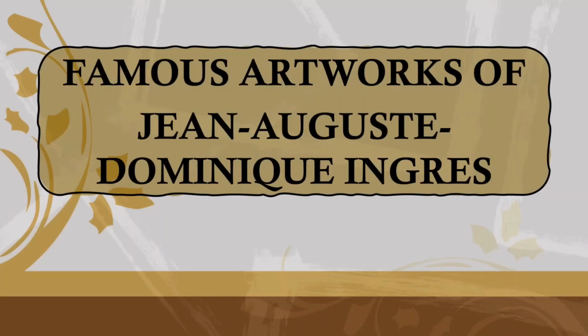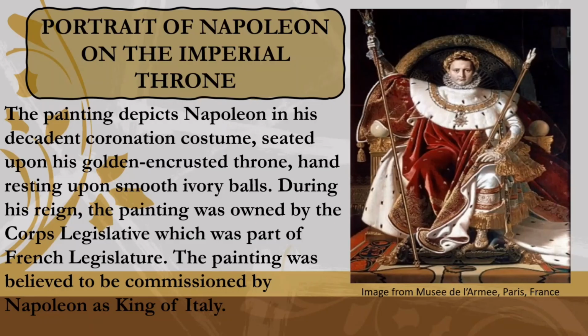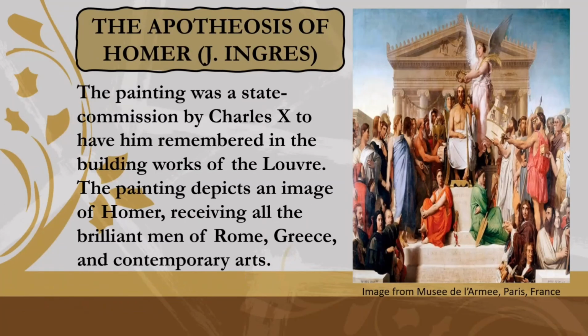Here are the famous artworks of Jean-Auguste-Dominique Ingres. So we have here the portrait of Napoleon on the imperial throne. This painting depicts Napoleon in his decadent coronation costume, seated upon his gold-encrusted throne, hand resting upon smooth ivory balls. During his reign, the painting was owned by the Corps Législatif, which was part of the French legislature. The painting was believed to be commissioned by Napoleon as King of Italy.